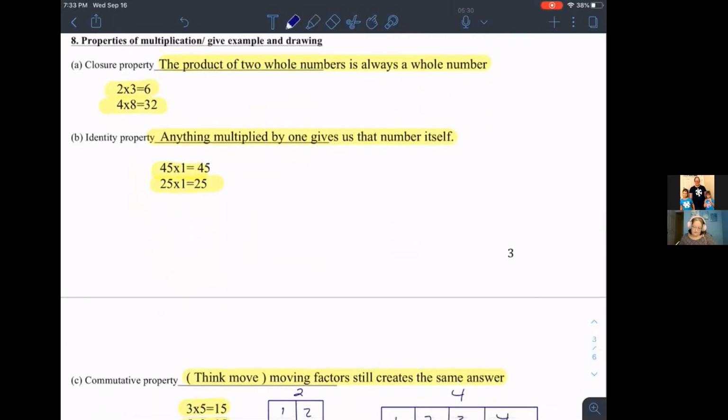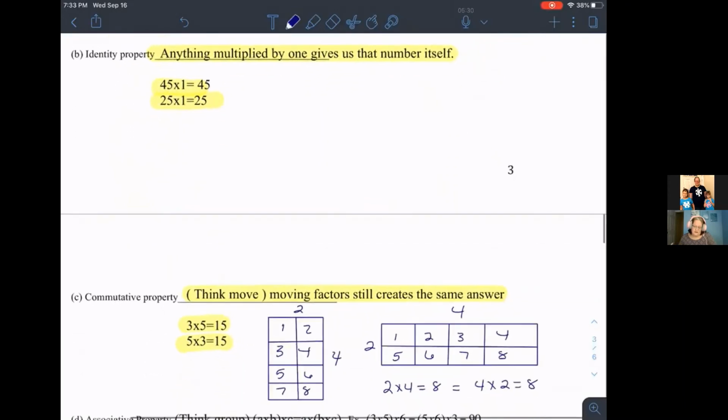The closure property. I have the product of two whole numbers is always a whole number. So that means if you have 2 times 3, it's 6. If you have 2 whole numbers, you're not going to get anything other than a whole number. Same as 4 times 8, you're going to get a whole number, 32. You're not going to get a negative number, or a fraction. Identity property. Anything multiplied by 1 gives us the number itself. So you have like 45 times 1, it gives us 45. 25 times 1, you get 25. That one's pretty easy.